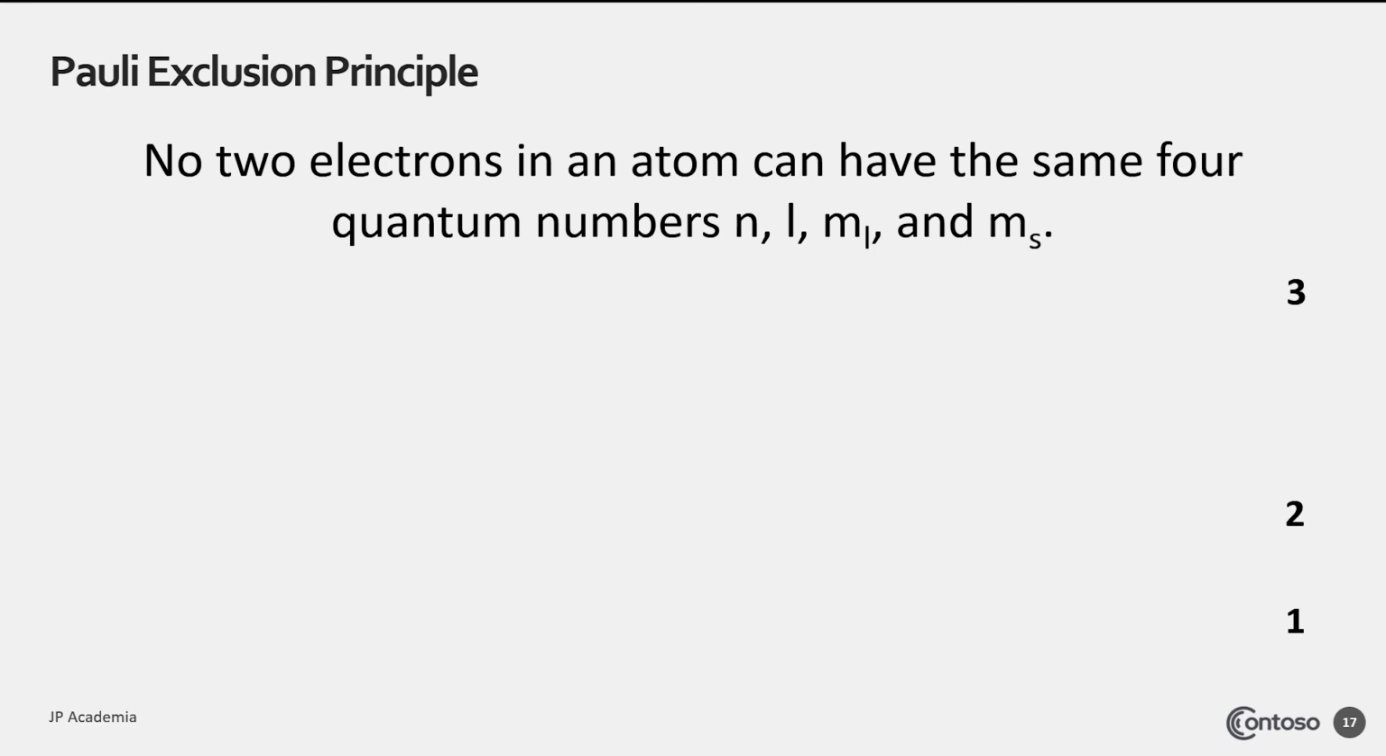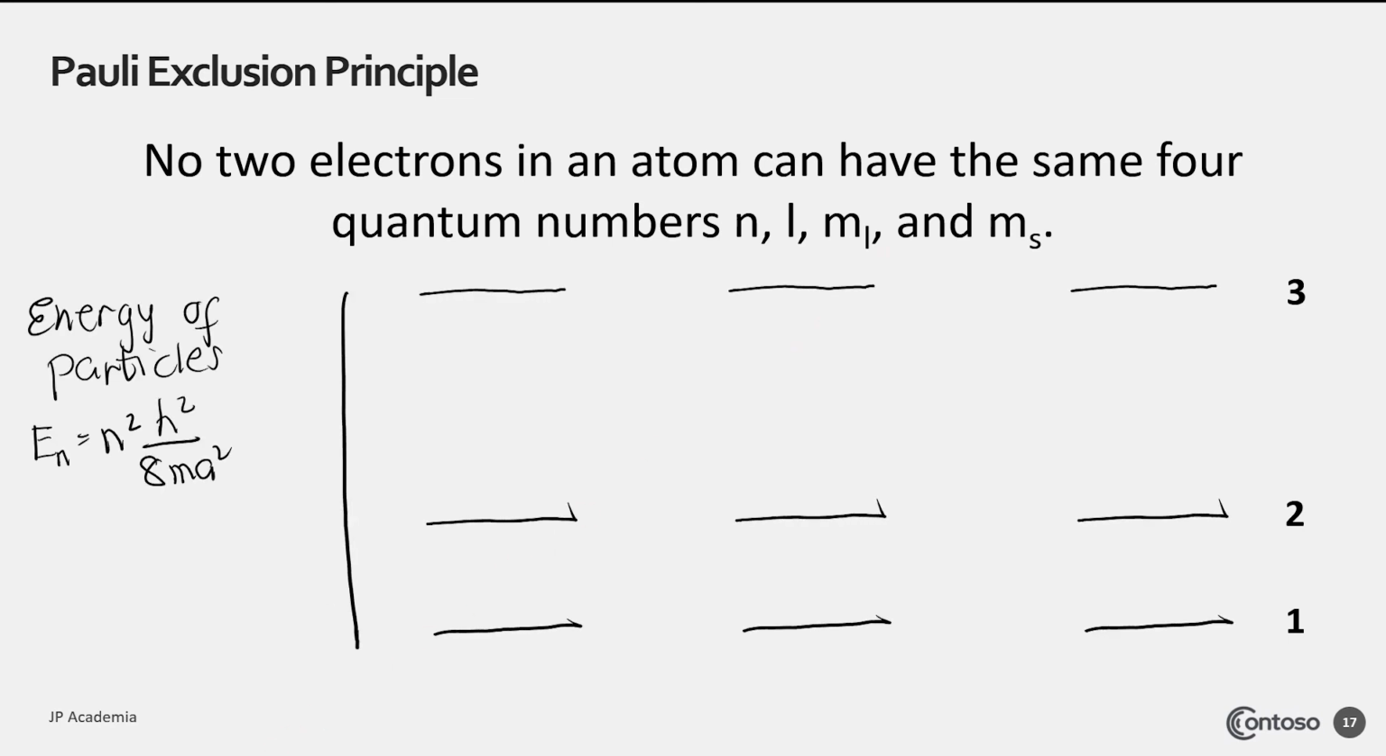According to the Pauli exclusion principle, no two electrons in an atom can have the same four quantum numbers n, L, m sub L, and m sub S. Let's check this illustration here. The first column of the illustration shows two electrons in the ground state, with spin up and spin down, which do not have the same set of quantum numbers.